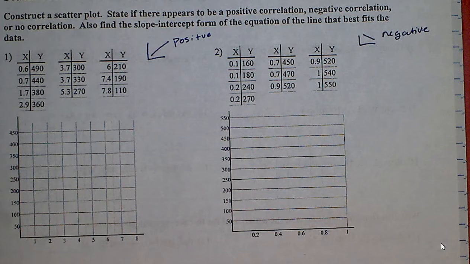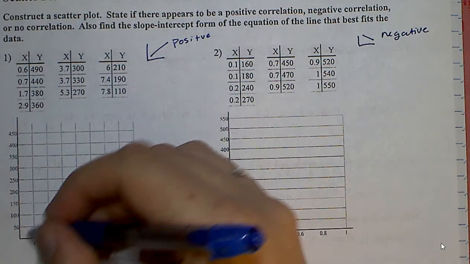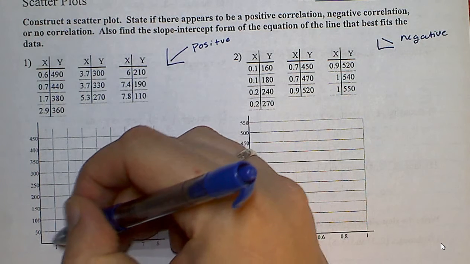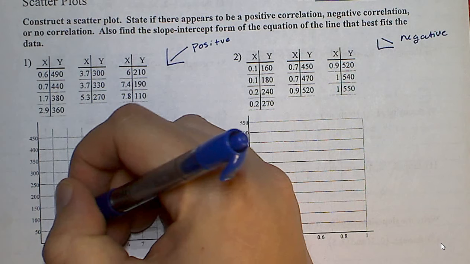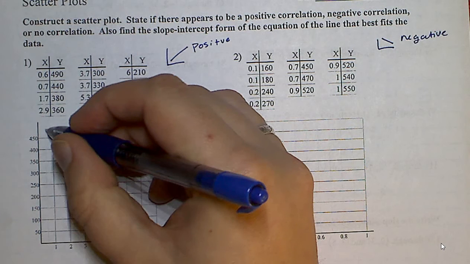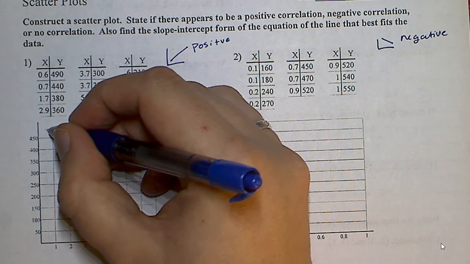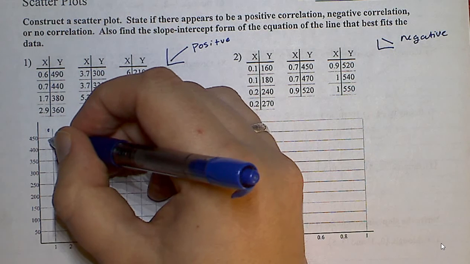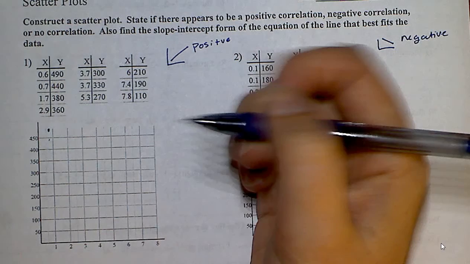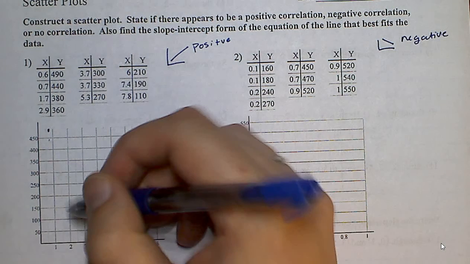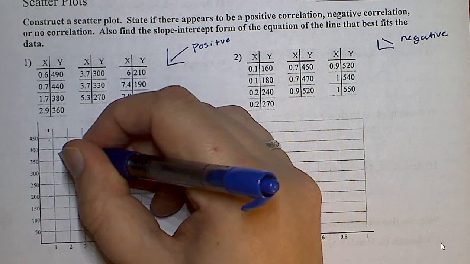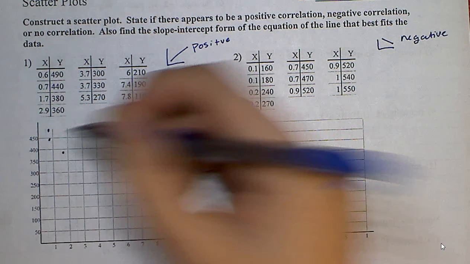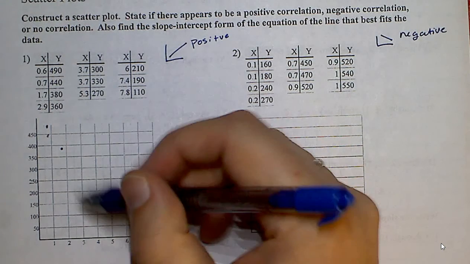So you're just graphing these points. Like number 1, 0.6, 490. So here's 0.5. You won't be perfect, I'm not going to say that's 0.7, not 0.6. So 0.6, 490 is about right. 0.7, 440 is about right. 1.7, 380 is about right. And 2.9, 360 is about right.